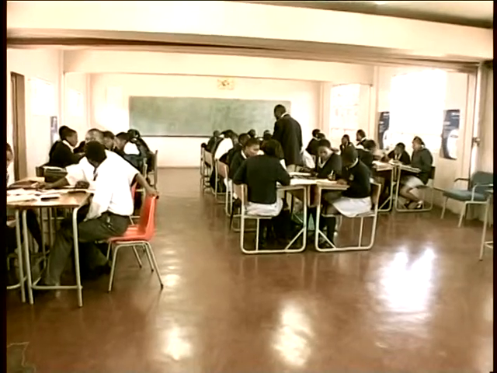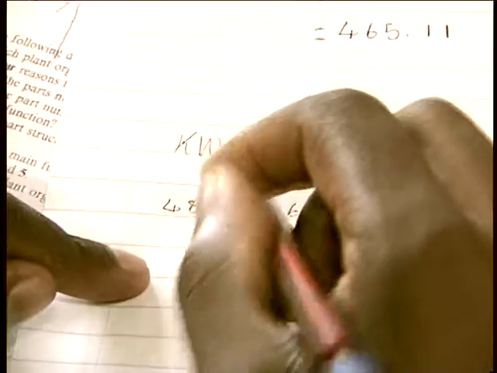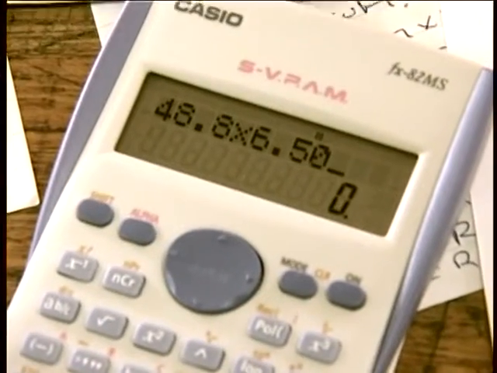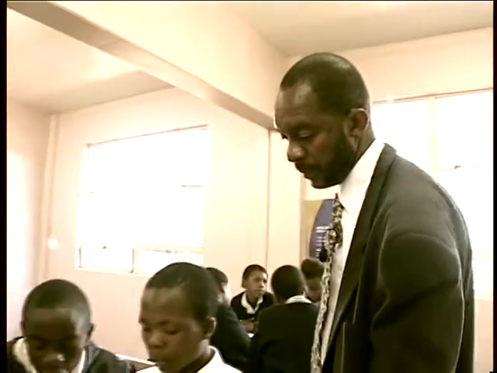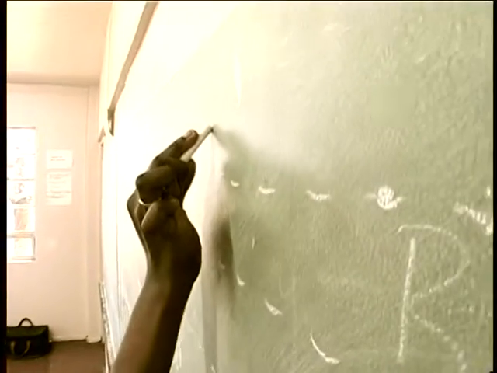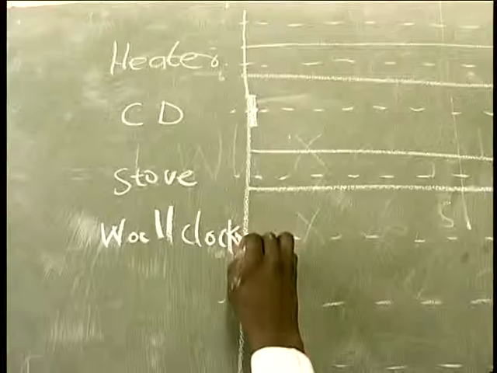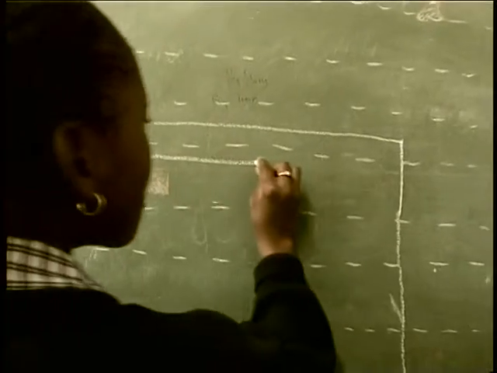The learners do the calculations. Once they've multiplied by the 5 hours, they have to divide by 1,000 to get the units in kilowatt hour. The learners draw a horizontal bar graph on the board indicating the energy consumed by different appliances. It is clear that some appliances use much more than others.